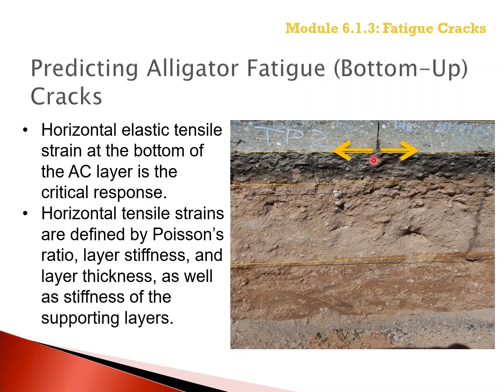Bottom-up fatigue cracks are a result of repeated tensile strains at the bottom of the asphalt layer. The horizontal tensile strain is dependent on Poisson's ratio of the asphalt layer, the layer thickness or total thickness of the asphalt layer, the stiffness or dynamic modulus of the asphalt layer, as well as the stiffness and thicknesses of the supporting layers. In other words, any type of base material and subgrade strata supporting the asphalt concrete layer.